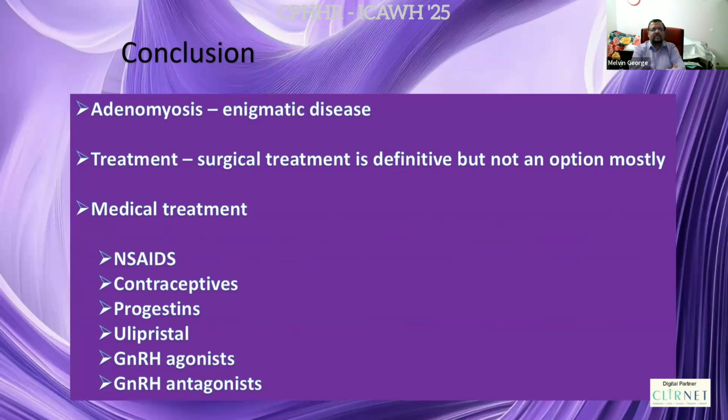And the drugs that are medically used are the NSAIDs, contraceptives, progestins, ulipristal, GnRH agonists, GnRH antagonists. All these drugs are found to have, I should say, a considerable degree of efficacy for reducing pain and also for bleeding. And the exact choice will be based on the particular context of the medical history of the patient. Accordingly, the right choices should be taken when you decide to give treatment for adenomyosis.